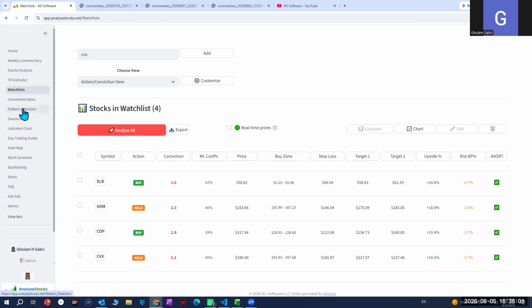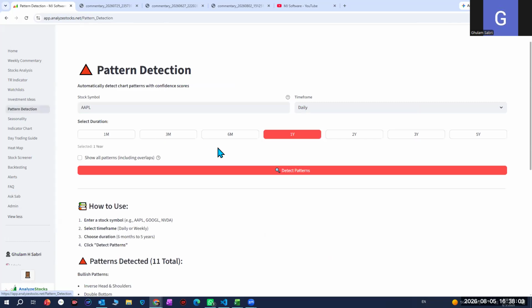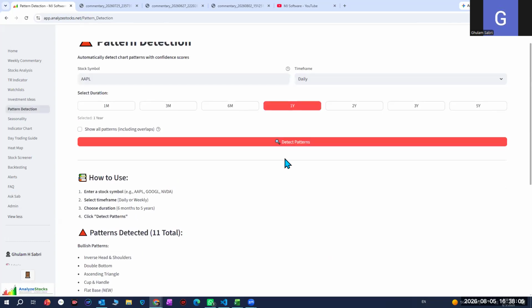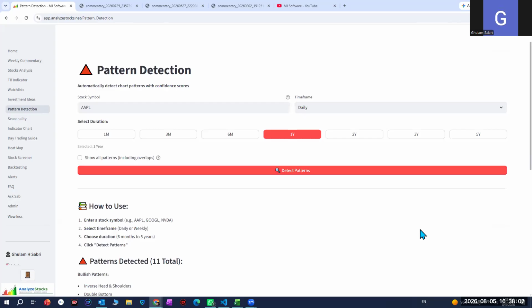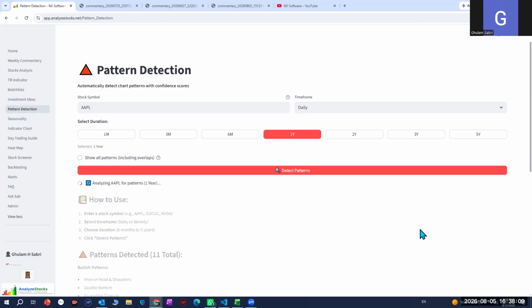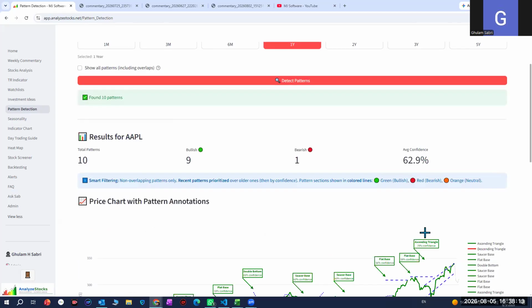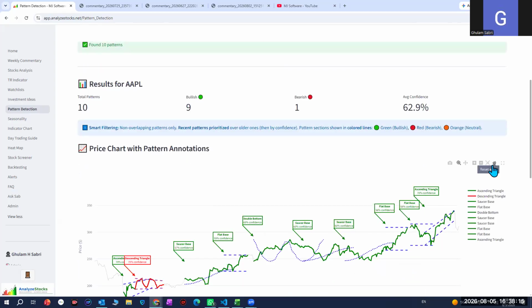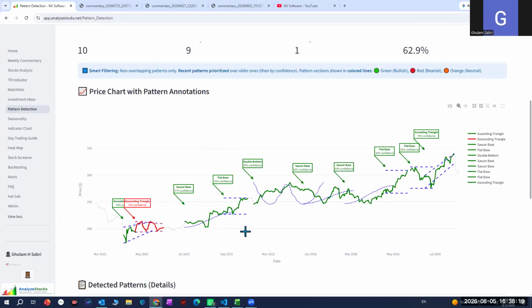Similarly, I have this pattern detection system where there are different types of patterns. For example, which are the patterns available for Apple? There are 10 different patterns detected in the last 1 year. Nine out of those 10 were bullish. And what is their expected machine learning confidence score to go up and down? Okay, we have that.